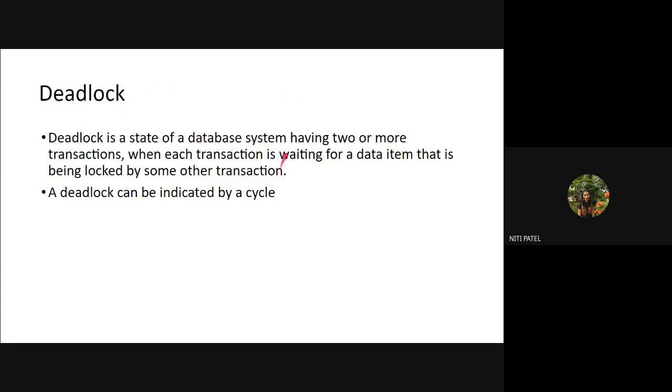When each transaction is waiting for a data item that is being locked by some other transaction. So I am waiting for a data item which is with Nishit. Nishit is waiting for a data item which is with Soham. Soham is waiting for a data item which is with me. Since every one of us is waiting for another data item which is locked by some other transaction, we end up with a deadlock.